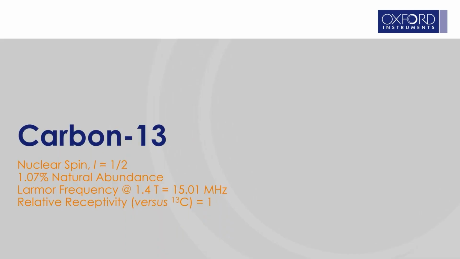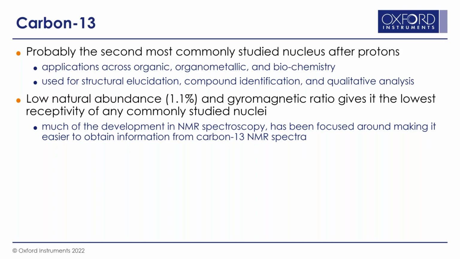So we'll start by looking at what is probably, after the proton, the second most commonly studied nucleus by NMR spectroscopy, carbon-13. This is despite the fact that, due to its low natural abundance and gyromagnetic ratio, carbon-13 has the lowest receptivity of any commonly studied nuclei.